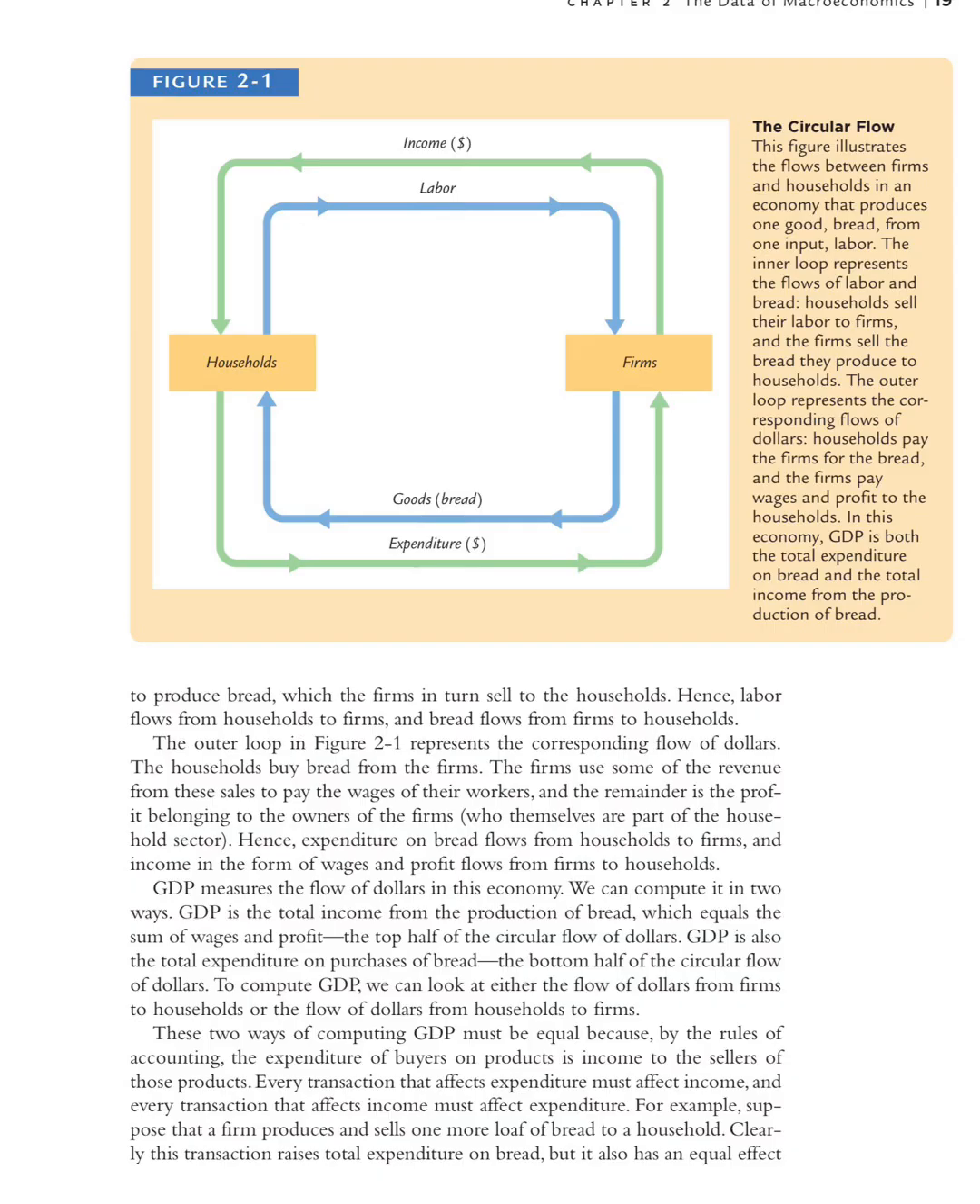Besides the circular flow diagram, we also need to focus on what the inner loop and outer loop represent. The outer loop represents the flow of dollars, because households buy bread from the firms. To make it clearer, we just measure the unit in dollars, and the remainder is the profit, which belongs to the owner of the firms. Expenditure on bread flows from households to firms, and income in the form of wages and profit flows from firms to households, which is just what I previously mentioned. GDP measures the flow of dollars in this economy.